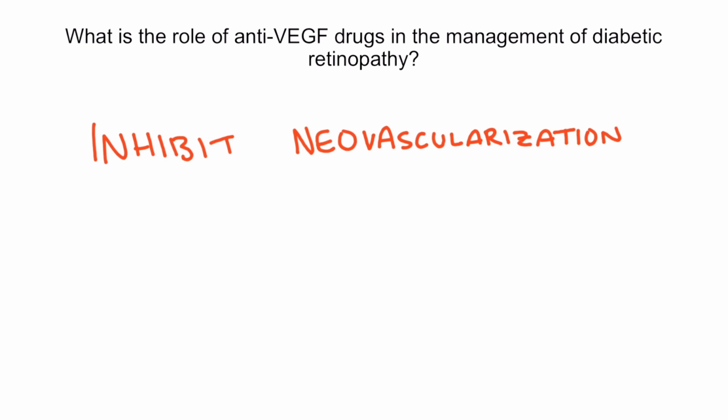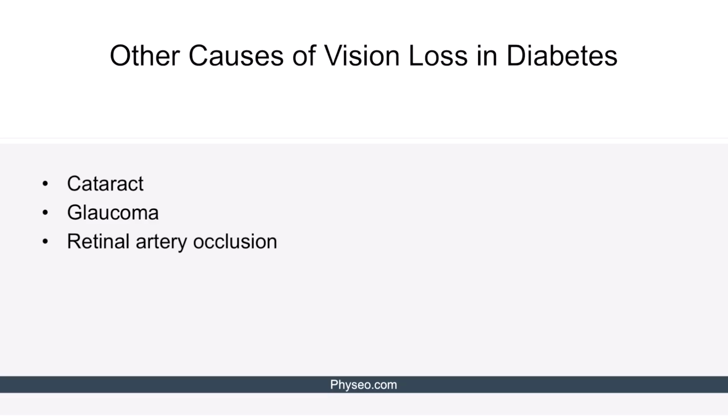detachment. This slide shows some other causes of vision disturbances in patients with diabetes. Cataracts are one important cause which occur because of the toxic osmotic effect of chronic hyperglycemia on the lens. Other causes are glaucoma, which occurs when neovascularization in advanced diabetic retinopathy involves the iris and obstructs the trabecular meshwork, and retinal artery occlusion due to thromboembolism.